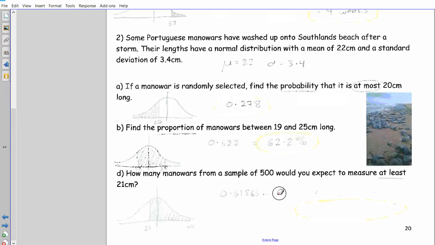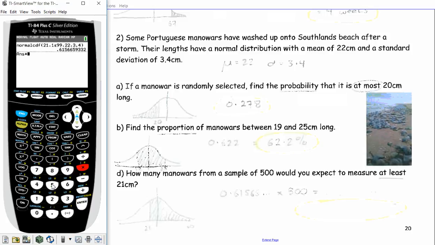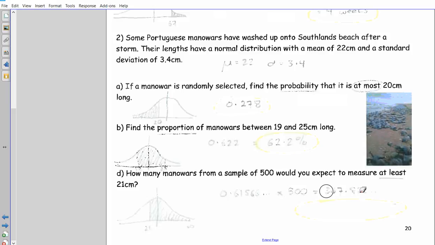0.6156... 566... And so that's a probability, unrounded, and we want to work out how many out of 500. So take your probability and times by how many man-o-wars there were. So times by 500, so 0.61566... times 500. Just put times 500 in the calculator to work it out. And how many man-o-wars? You get like 307.8 something. 307.832... That's about 308. So 308 man-o-wars.